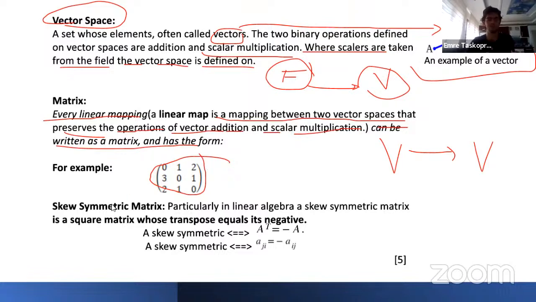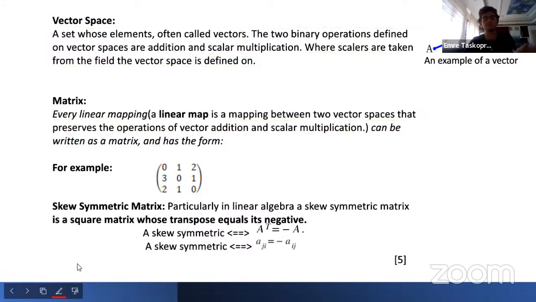In the last title, we have the skew-symmetric matrix. Particularly in linear algebra, a skew-symmetric matrix is a square matrix whose transpose equals its negative. A skew-symmetric matrix can be represented like this: A transpose equals negative A, but also a_ji equals negative a_ij. These were all the main definitions.